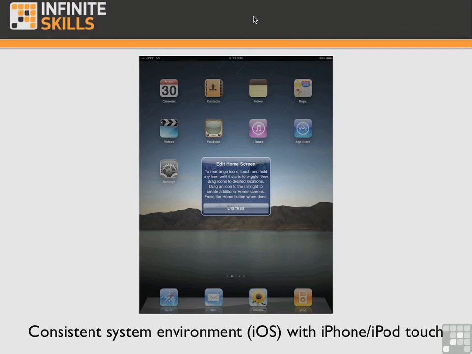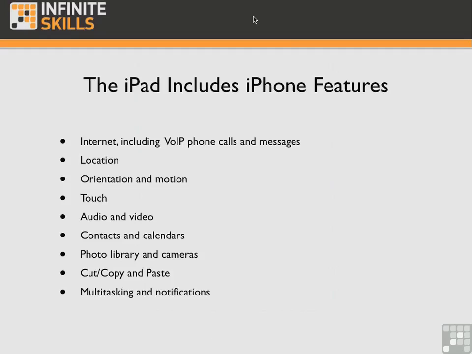From a developer point of view, there are many similarities between the iPad and the iPhone because they both run iOS. For example, you have internet access, including voice over IP for phone calls and messages. You can know the user's location, and you can track orientation and motion. You can also track the user's fingers on the screen, and you can play audio and video. You can access the user's contacts and calendars, and you can access the pictures in the photo library as well as the camera and the microphone. You can also cut, copy, and paste between apps and take advantage of multitasking for background processing and notifications. Let's go over these one by one.